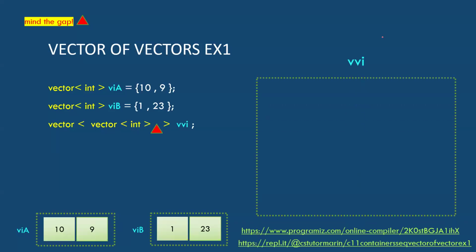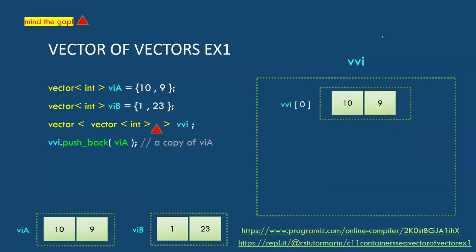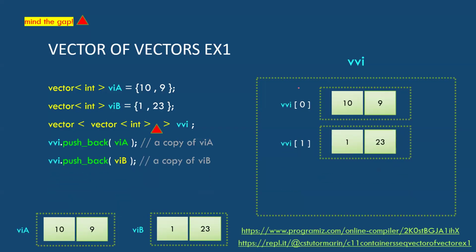Okay, so there's our empty thing. Now, if I say VVI pushback VIA, I will always remind you that pushback puts a copy, always. So it's going to make a copy of that 10, 9 vector. So it's not connected to VIA. It's our first row in there with 10 and a 9. And if I put the VB in there, VIB now, the 1 and the 23 are in there. But they are in no way connected to VIA and VIB, okay?